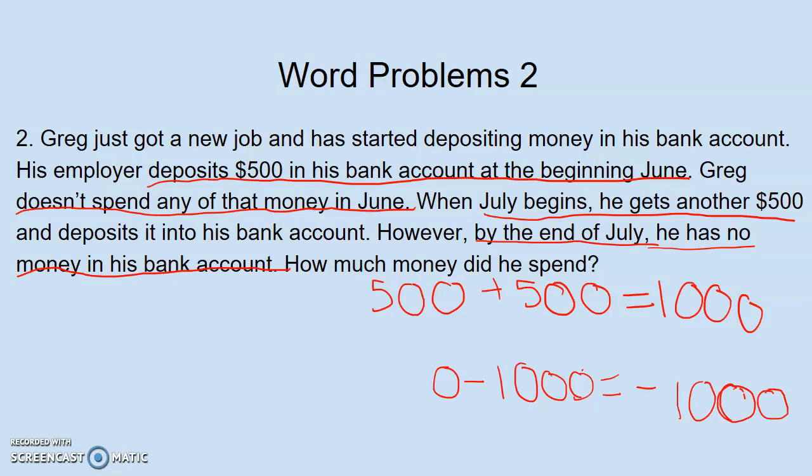Now, you can't say that he spent negative $1,000 because when you spend money, it's subtracted from your bank account. So you can just say that he spent $1,000.